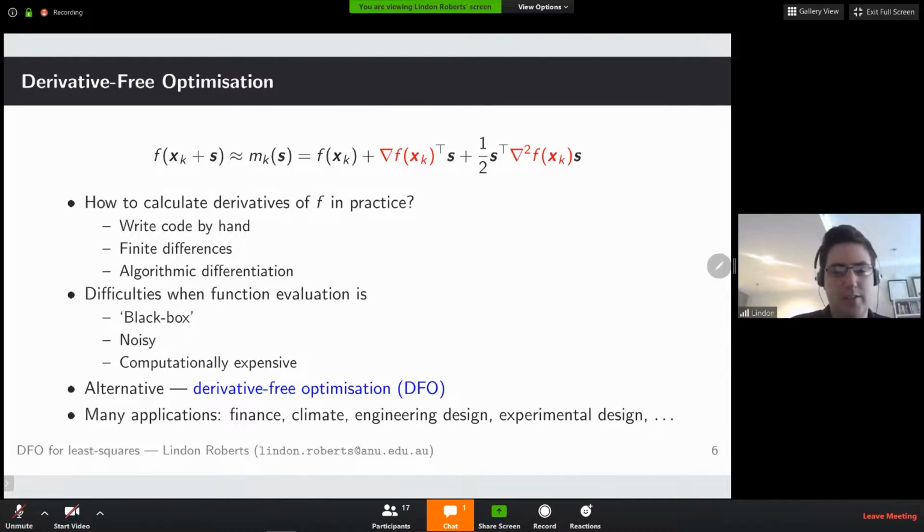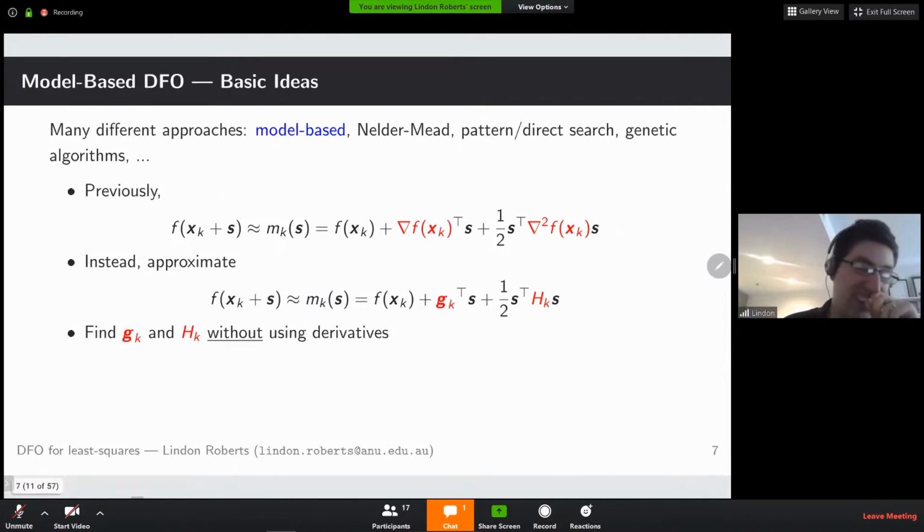There are a lot of settings where this arises. Hopefully I'll get some time to talk about two at the end. Things like finance, where you've got Monte Carlo models, climate, which I'm going to talk about later, where you've got very expensive and noisy simulations. People have also applied it to various design problems, again where you've got large-scale simulations used to evaluate the design of whatever it is that you're building, or experimental design. And this is what I was talking about, where the evaluation of f involves someone going out and doing an actual experiment in the world. And in no reasonable sense can you differentiate someone's lab experiment. So these are the sorts of contexts that DFO might arise, as well as many others.